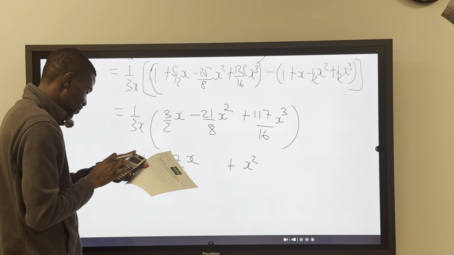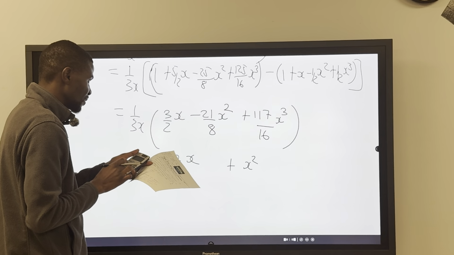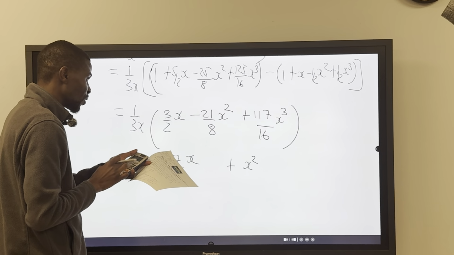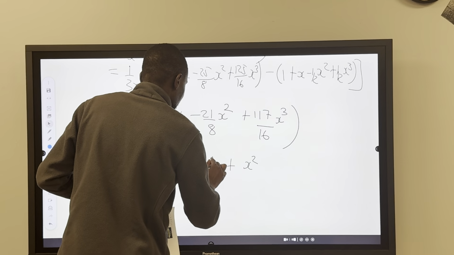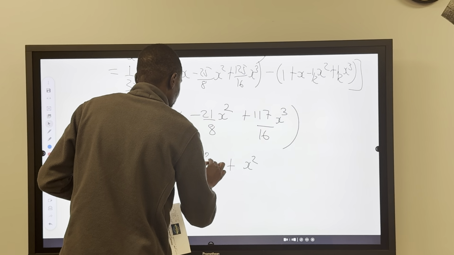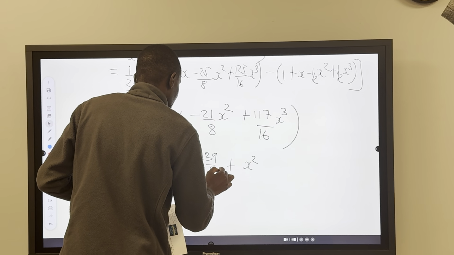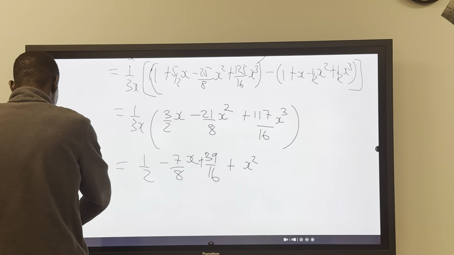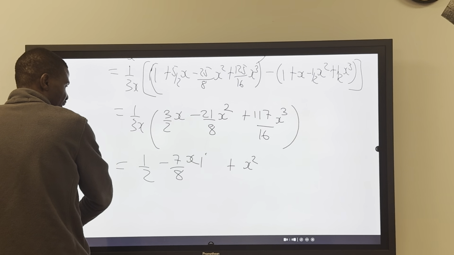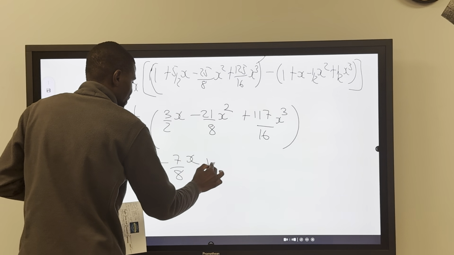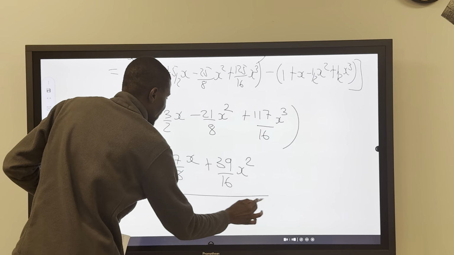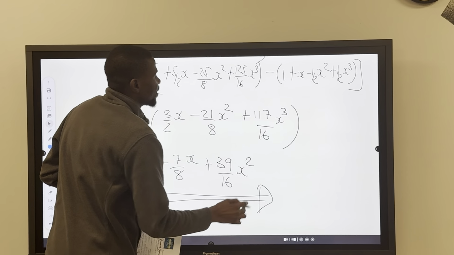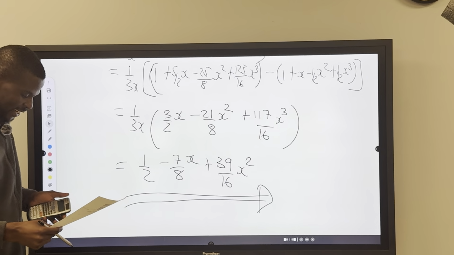So what is 1 over 3 times 117 over 16? I have 39 over 16. So I have plus 39 over 16. Sorry, it's plus 39. Okay, so plus 39 over 16 x squared. And that's the expansion. Right.